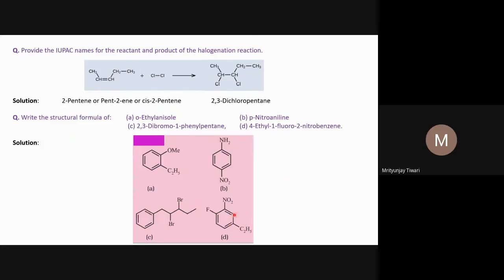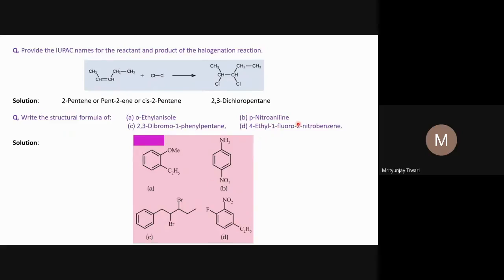So what is the structure? Benzene ring, 1 nitro group. So at the second position is the nitro group, and the fluoro is attached. The fluorine will be somewhere, and that is given number 1, which means it will be either on this side or this side. So I have added the fluorine on this side. So 1, 2, then the numbering will go in this direction: 1, 2, 3, 4. The fourth carbon atom contains the ethyl group, and so 4-ethyl, and this is the structure of this compound.